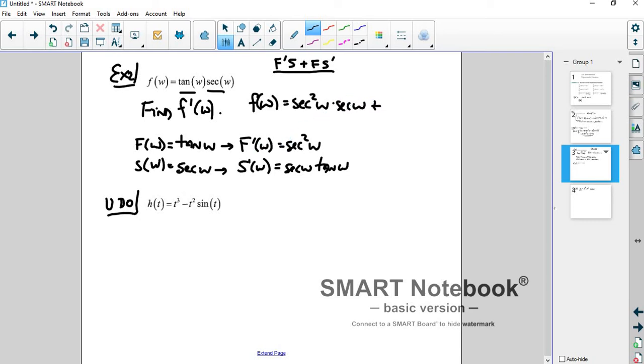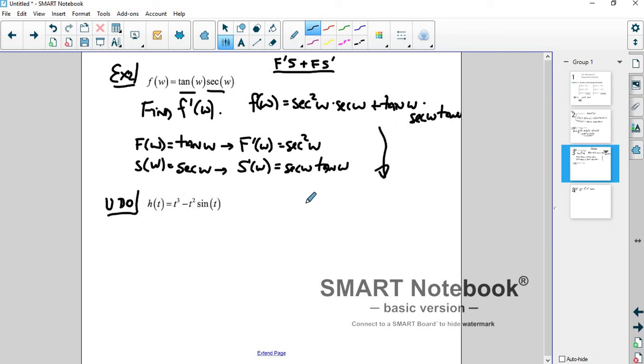plus tangent of W times secant tangent. Kind of ran out of room here.